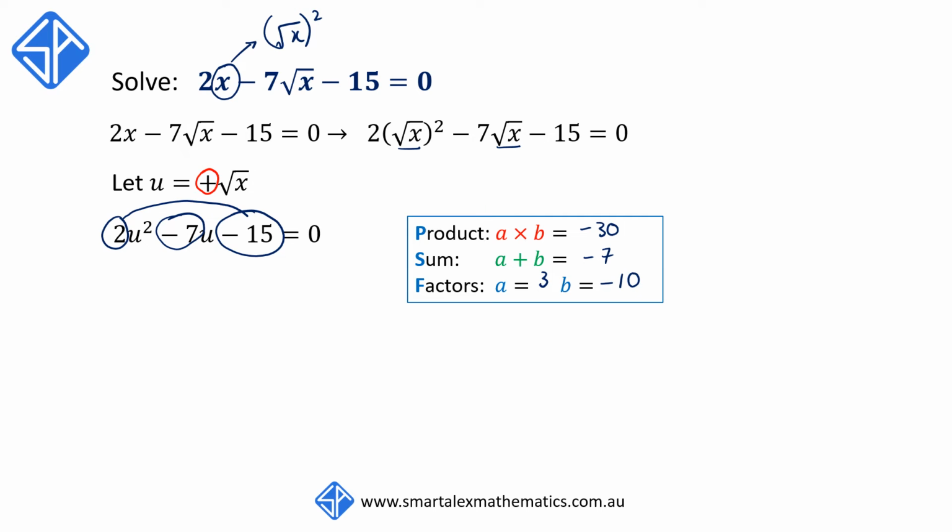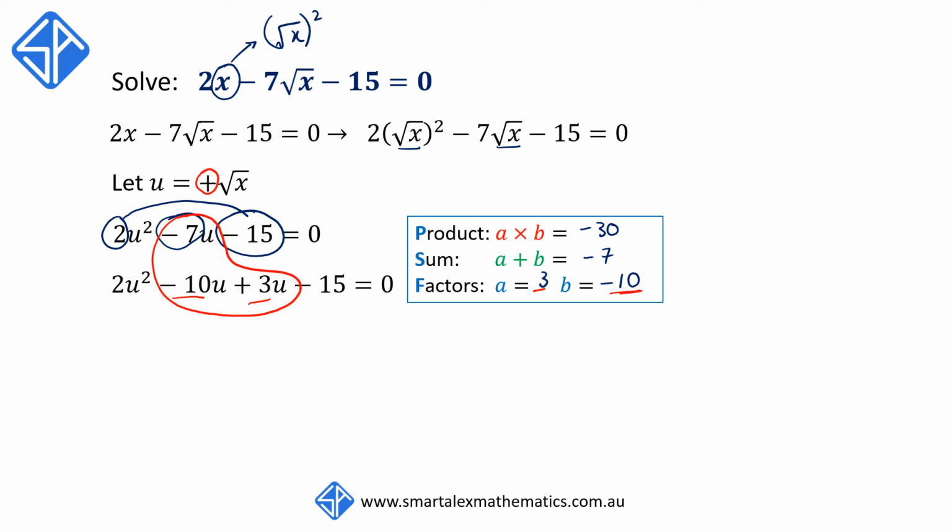After we've got these factors, we can rewrite this quadratic expression as 2u squared minus 10u plus 3u minus 15 is equal to 0. Notice how we've used these factors 3 and minus 10 to break up the minus 7u into two terms.